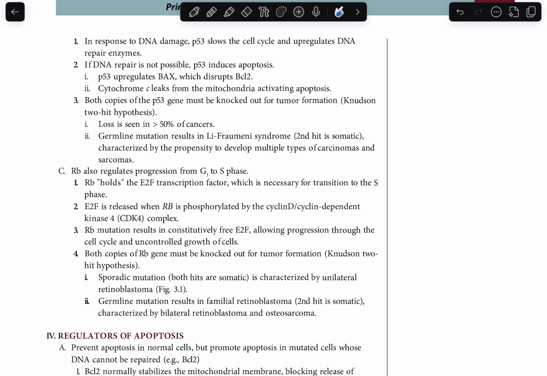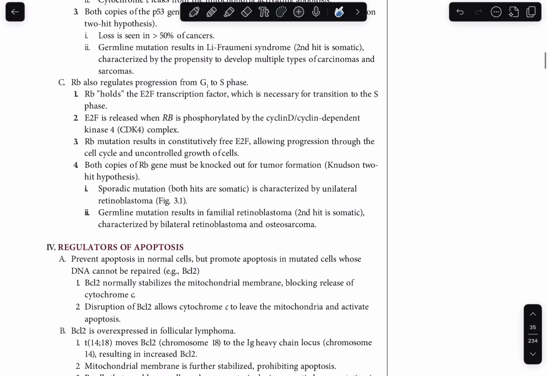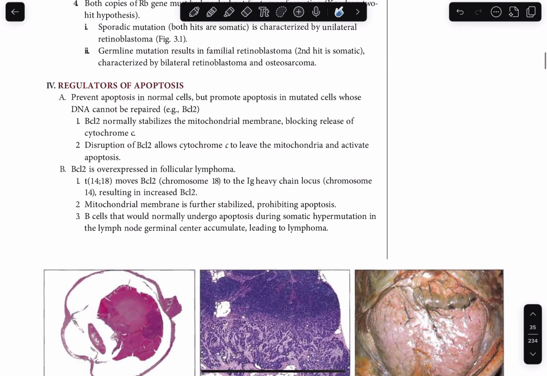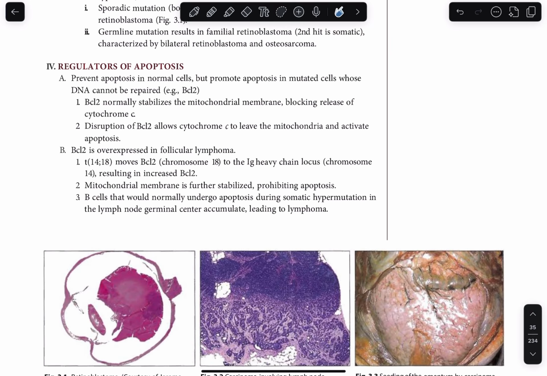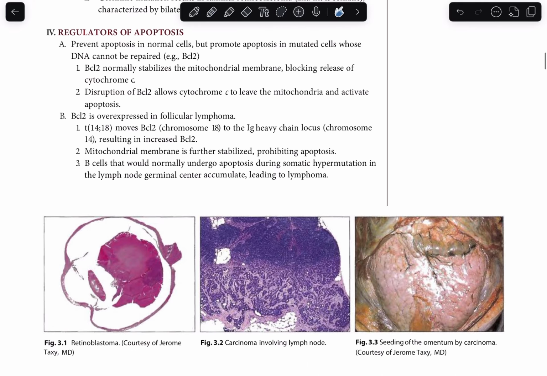Both copies of the RB gene must be knocked out for tumor formation, the Knudson two-hit hypothesis. Sporadic mutation: both hits are somatic, characterized by unilateral retinoblastoma. Germline mutations result in familial retinoblastoma. The second hit is somatic, characterized by bilateral retinoblastoma and osteosarcoma.